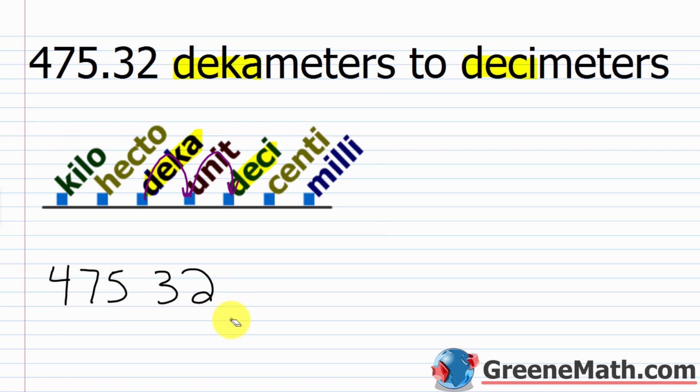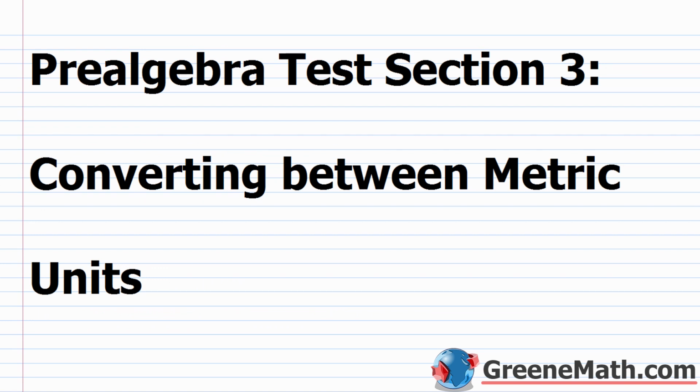Go ahead and erase this, and I'll put a comma in. I'll have 47,532, and then follow that up with the units you're converting to, which in this case is decimeters. So 475.32 decameters is the same thing as 47,532 decimeters.